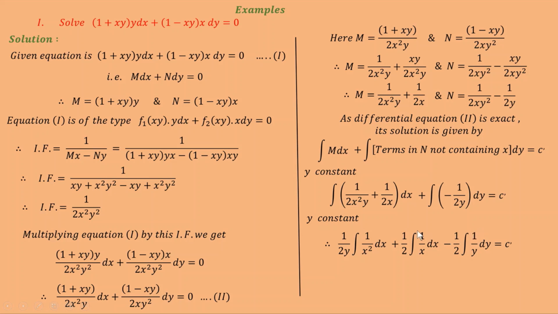Integration of 1 upon x is log x, integration of 1 upon y is log y, and integration of 1 upon x² is minus 1 upon x. And so we get 1 upon 2y times minus 1 upon x, plus 1 upon 2 log of x, minus 1 upon 2 log of y, equal to c dash. Take this 1 upon 2y inside, and so we get minus 1 upon 2xy plus 1 upon 2 log x minus 1 upon 2 log y equal to c dash.